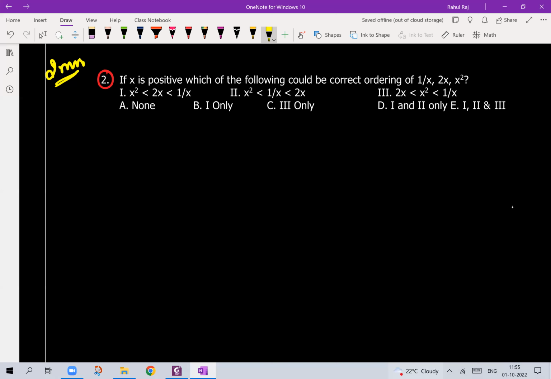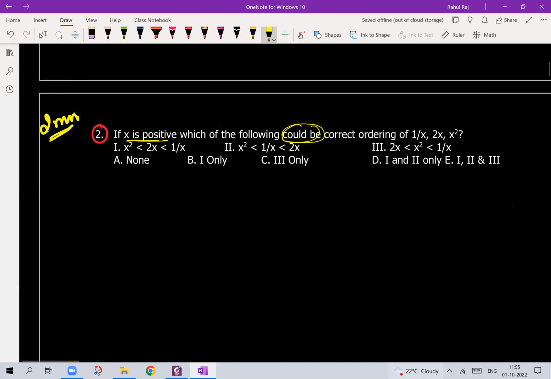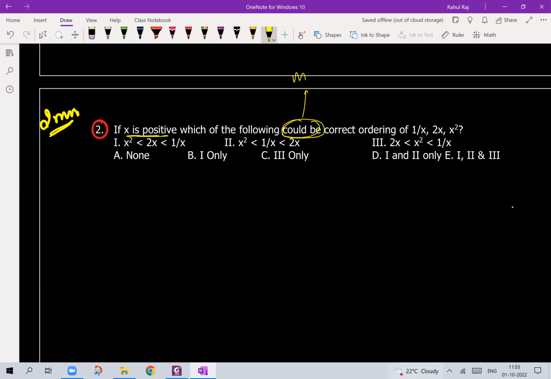I'll make you understand the question. It says that if x is positive, which of the following could be correct value? Could be means what? There are two types of questions that could be asked in GMAT: one is could be and one is must be. There's something called must be correct value and there's something called could be correct value. So if you miss this could be, you will end up doing things wrong.